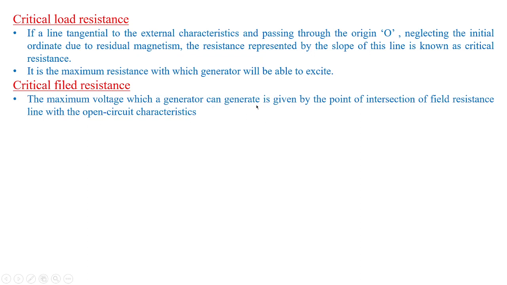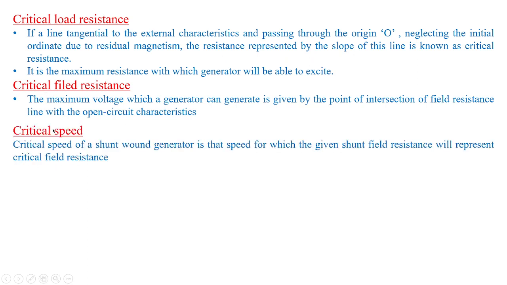Whereas critical field resistance is the maximum voltage which a generator can generate, given by the point of intersection of the field resistance line with the open circuit characteristics. That is known as critical field resistance. And critical speed of a shunt wound generator is that speed for which the given shunt field resistance will represent the critical field resistance.